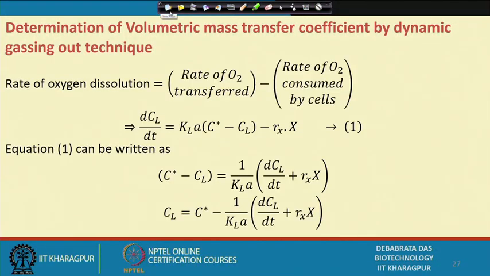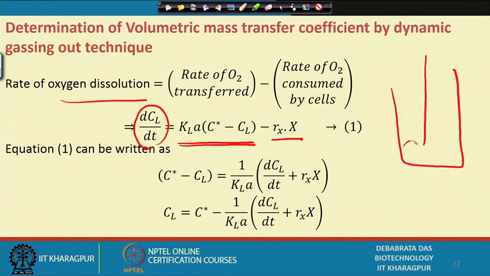So, when you use any kind of microorganism and sparge air, we call the condition dynamic. Why is it dynamic? Because what is the purpose of sparging? To increase the dissolved oxygen concentration, and the microorganisms are utilizing the dissolved oxygen for growth and metabolism. So, the two things simultaneously take place, that is why we call it dynamic. Now, this is the equation we can write. The rate of change of dissolved oxygen equals the rate of oxygen transferred minus the rate of oxygen uptake by the cells.